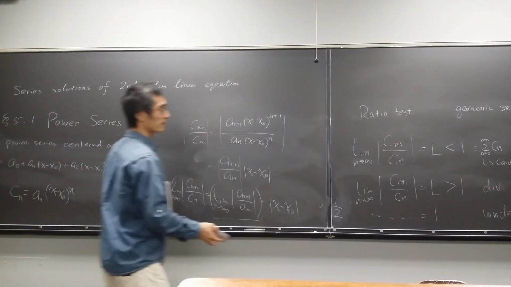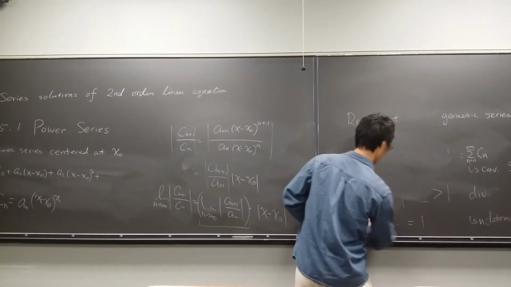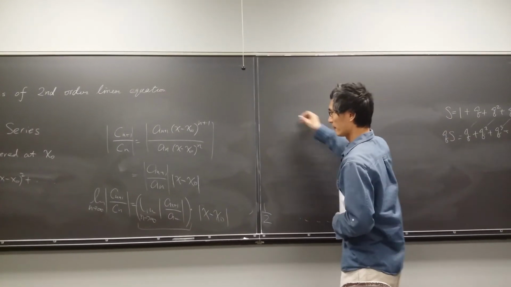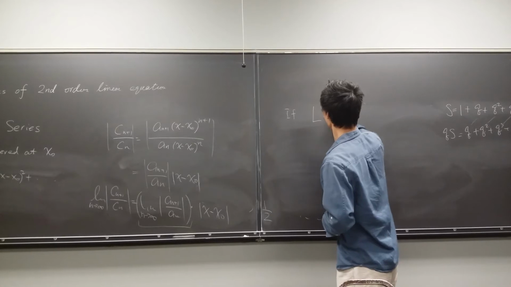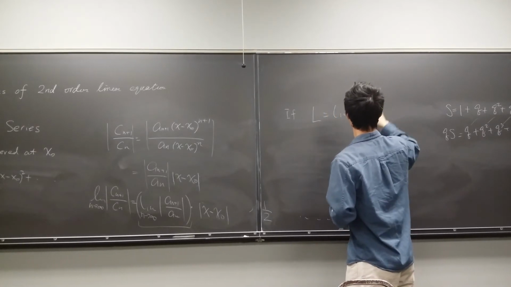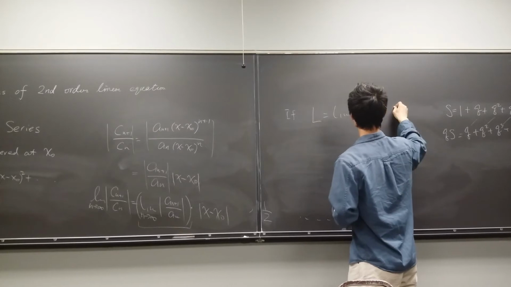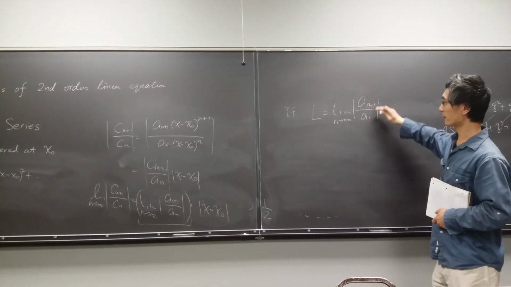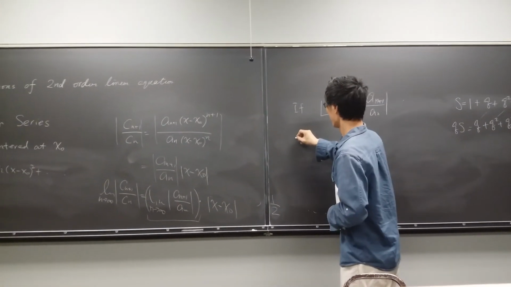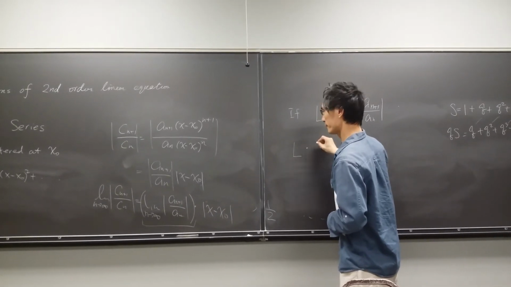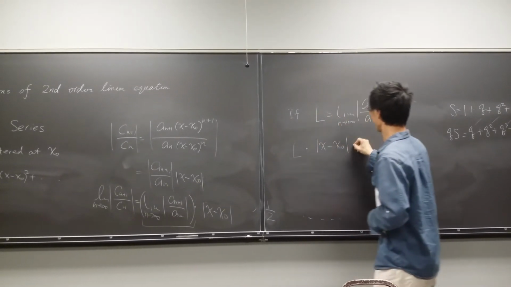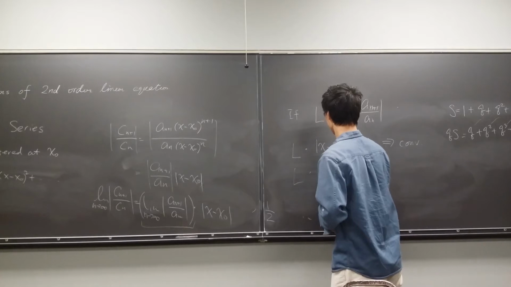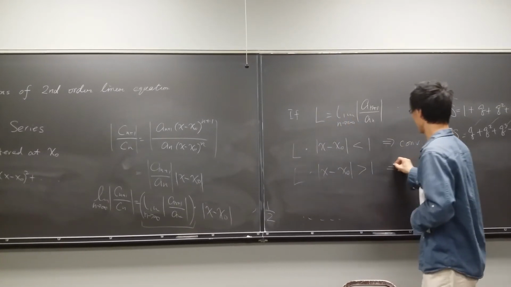So let me write down. So if the limit of the quotient, the ratio of the coefficients, is called L, then L times this less than 1 implies convergence. And L times that more than 1 will imply divergence.